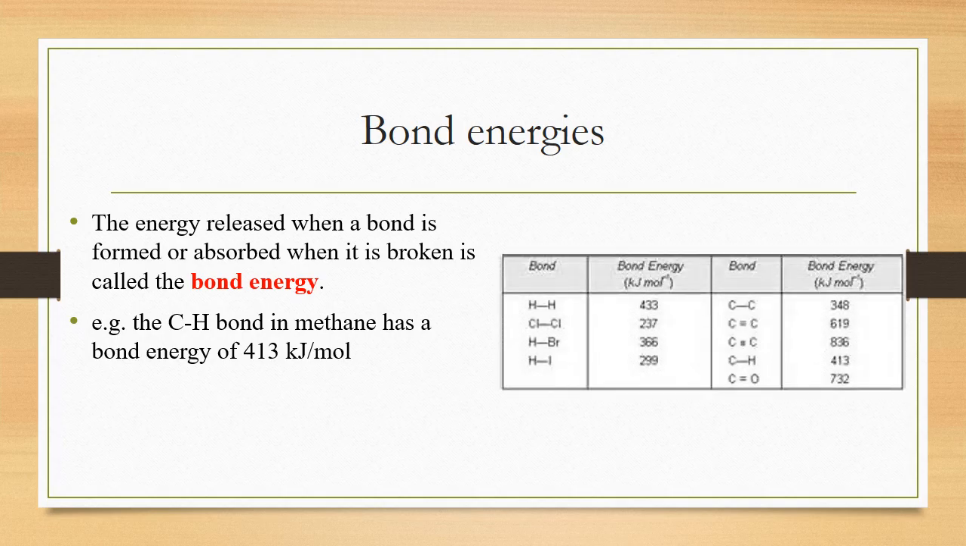If you're ever given a question like this, you will be given the bond energies. You don't have to remember them. So here are some examples of bond energies. The hydrogen bond energy is 433, whereas the carbon-carbon triple bond is 836. A triple bond takes a lot more energy to break. Makes sense. So single bonds require less energy to break than double and triple bonds.